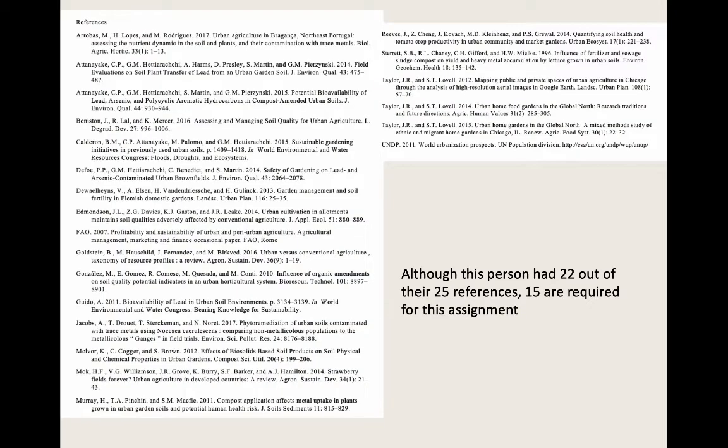And then finally, this will just be one line in your outline, but a conclusion. So you need to have that bookmark, if you will, at the end of your outline assignment. And then finally, all of the references included in this outline need to be in a references section. And we're looking again that you have high quality references, that you have consistent formatting of all of those references. In this case, this person had 22 out of their 25 references, but only 15 are required for this assignment.